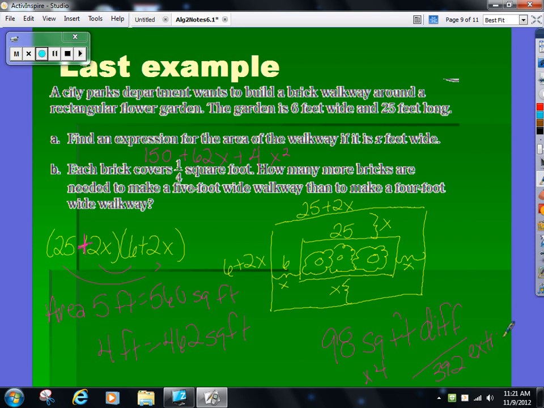The reason a question like this would be important, it's kind of like that group test we took on the statue problem. If you have a set budget for bricks and you're like, well, maybe we can make it a little wider, it might look nicer, you need to see if you can afford it, and this is taking materials into account. All right? So that's it for the examples.